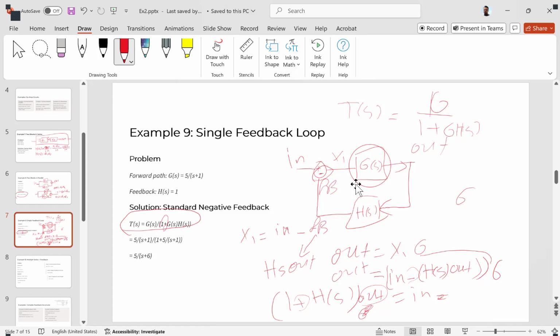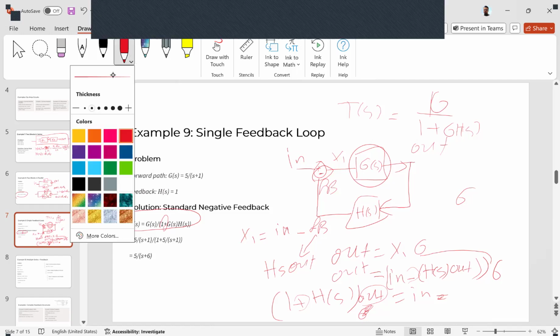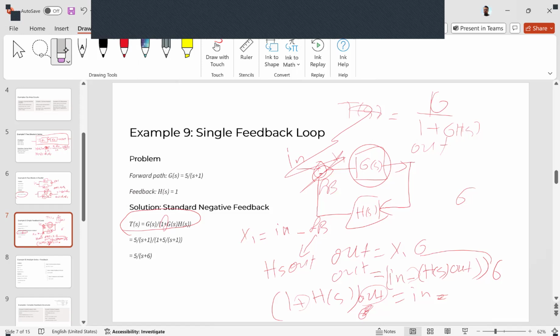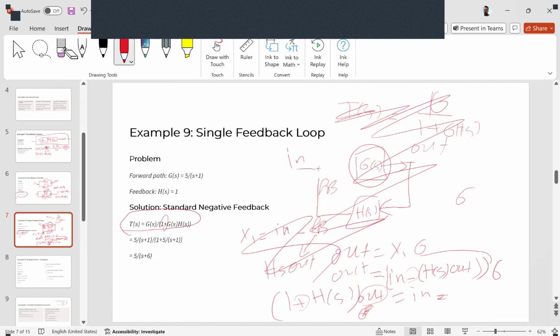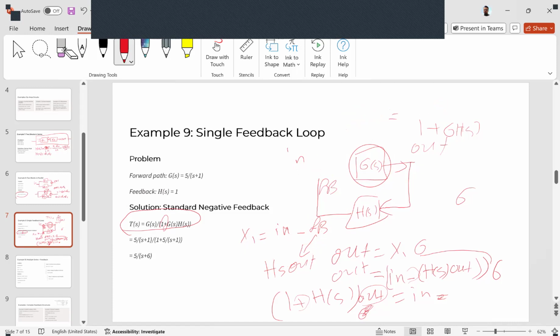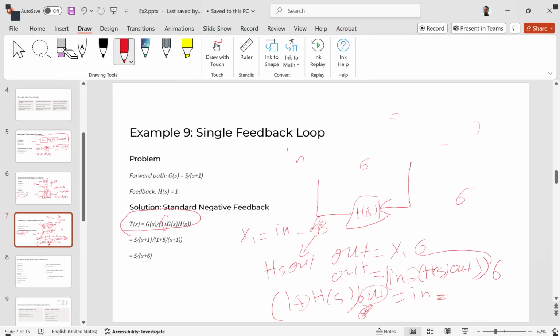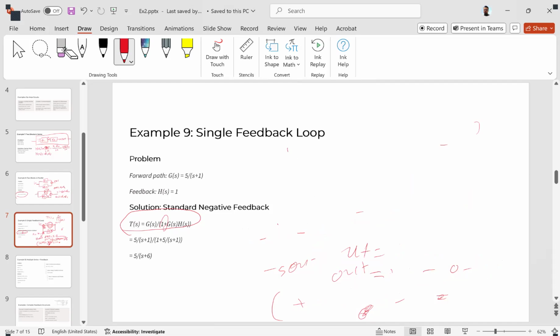Let's use another color. Or let's erase these. What's happening? My problem is, it has a significant delay and it is quite annoying. Okay.